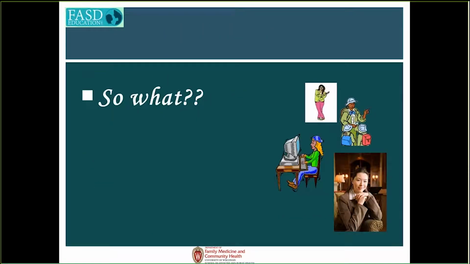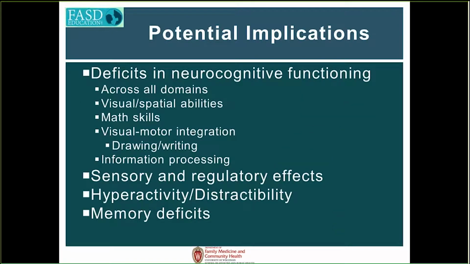So what? How can FASD affect women in treatment? Some of the potential implications are really deficits in neurocognitive functioning across all domains, visual and spatial, math skills, especially conceptual. So it may not be sufficient to be able to balance a checkbook if you don't understand that to pay $600 rent out of a $1,200 paycheck, that leaves you $600 for the rest of the month, and you have to budget that and process that and make sure that you don't overspend. So that's the kind of conceptual piece for the math skills that we are mostly concerned about.